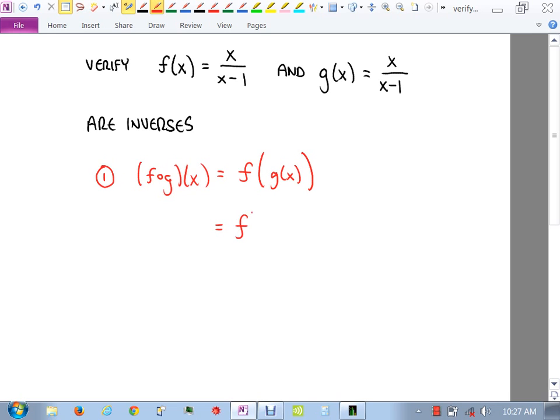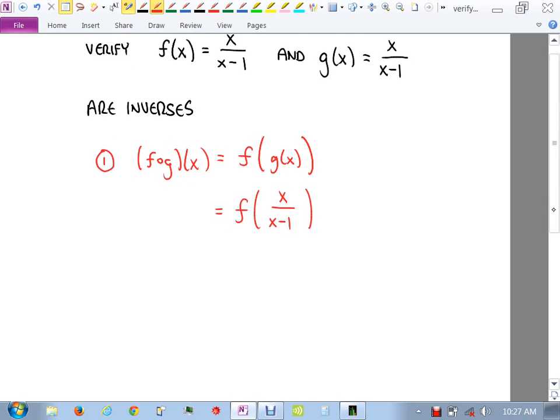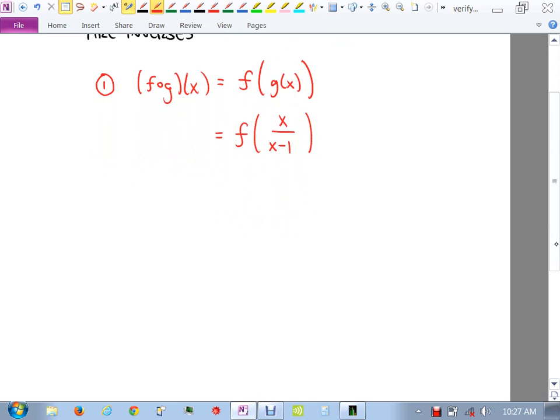That means I take f, and inside of it I plug in g, which means I take f and inside of it I'm plugging in x over x minus 1. Now be careful here. Everywhere I see an x in the f function, I'm replacing it with what? X over x minus 1, right? I'll write down f next to this. F of x looks like this: x over x minus 1. So I'm going to replace the x and the x here with x over x minus 1. It's going to look ugly.